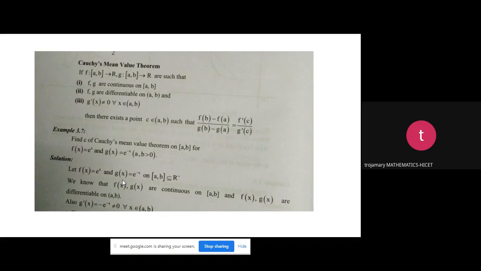The answer is actually incomplete. Anyway, then f of b minus f of a, this f of x equal to e power x. So e power b minus e power a divided by e power minus b minus e power minus a, which is equal to f dash of c by g dash of c, that means e power c by minus e power minus c. This e power minus c, if we bring to the numerator, we get e power c into e power c, so e power 2c it will become. So cancelling, taking antilog on both sides, we can easily find the value of c.